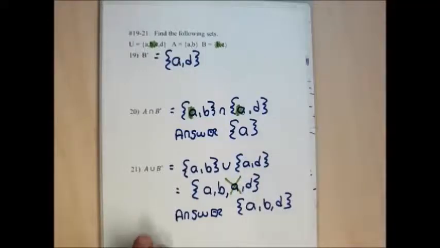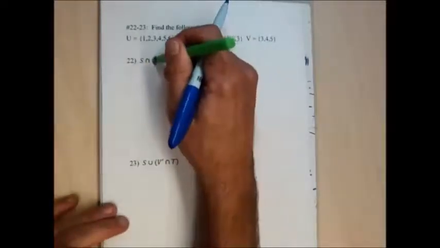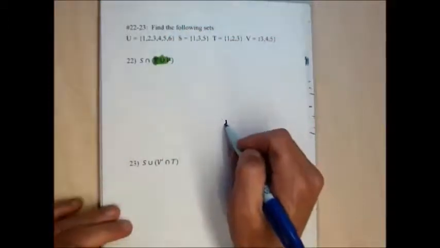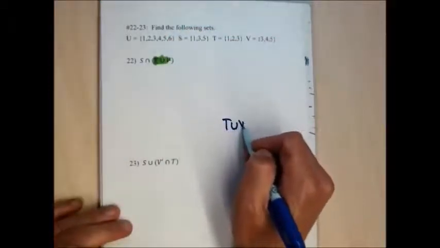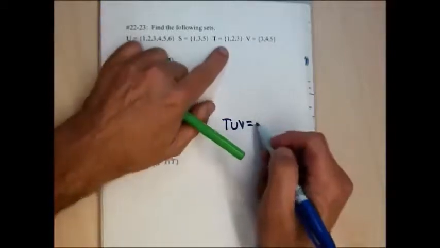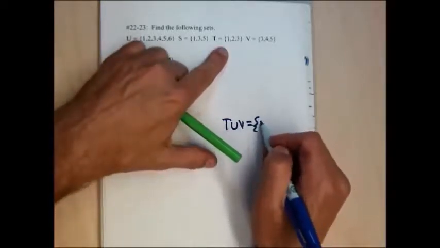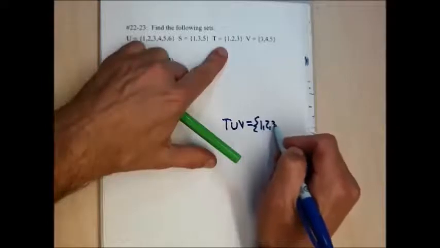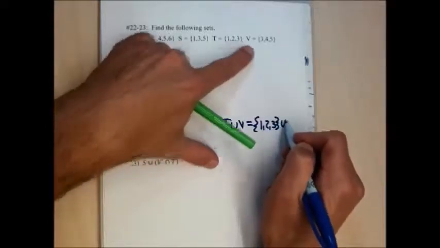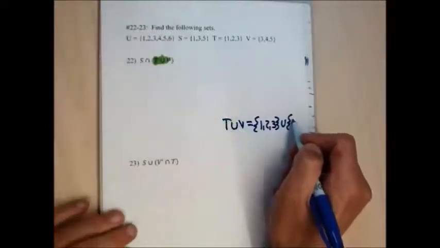One last page of problems, just two more problems to do. More unions and complements and intersection problems. For problem 22, I need to do the parentheses first. And the parentheses want me to do T union V. Let me just do it off to the side here. To do T union V, I take the entire T set, which is 1, 2, and 3. I union that with the V set, which is 3, 4, and 5.